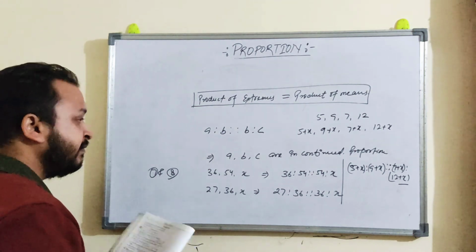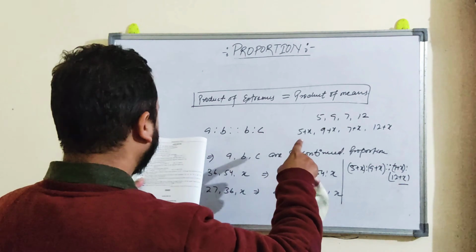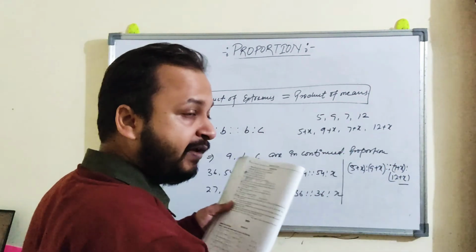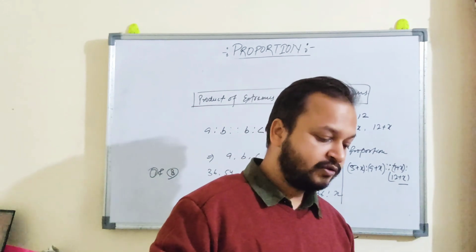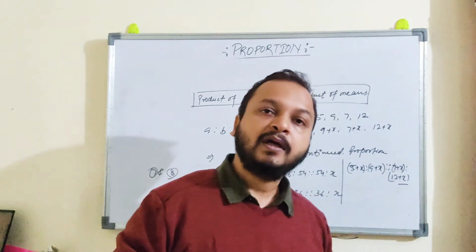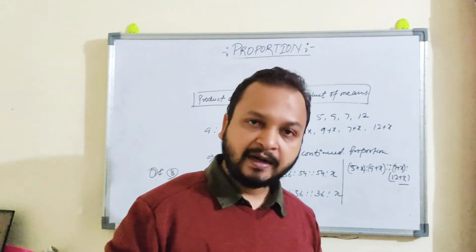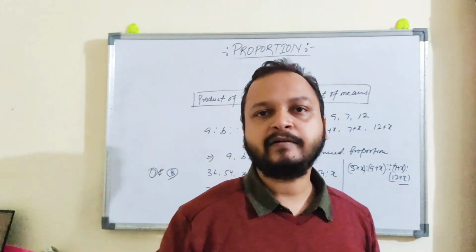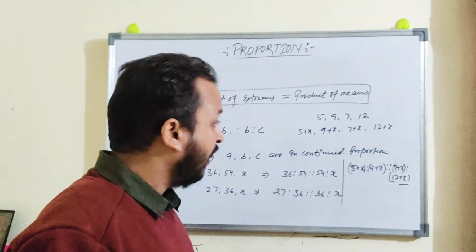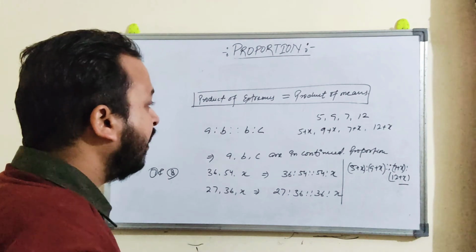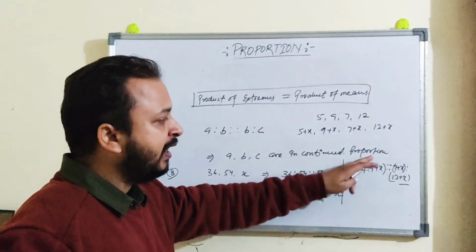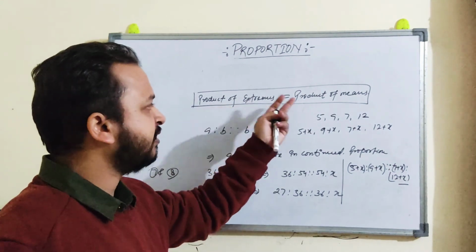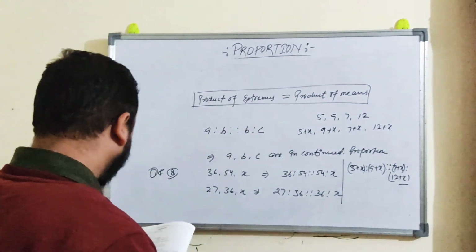In the next question 13, you have to subtract. It means what number must be subtracted. If they are given as 10, 12, 19 and 24, you can write it as: if x must be subtracted so that they become in proportion, 10 minus x, 12 minus x, 19 minus x and 24 minus x, right? Do it the same way, and then take product of extremes equals product of means.